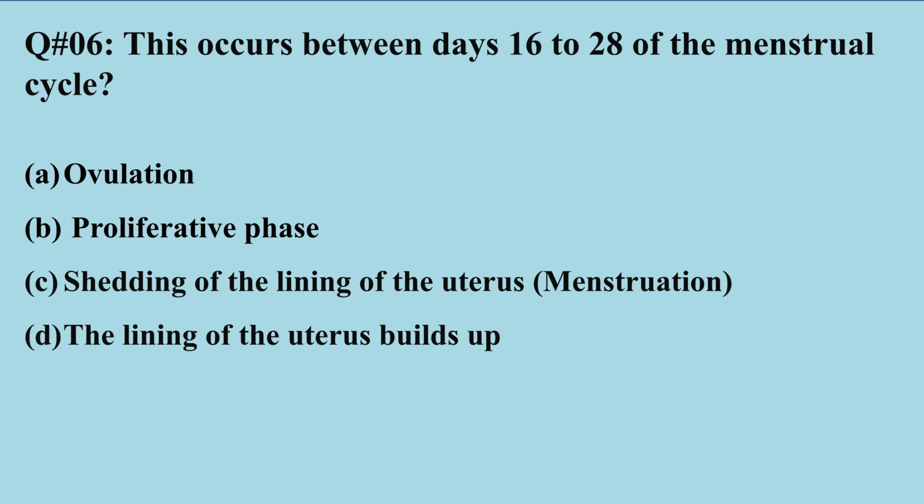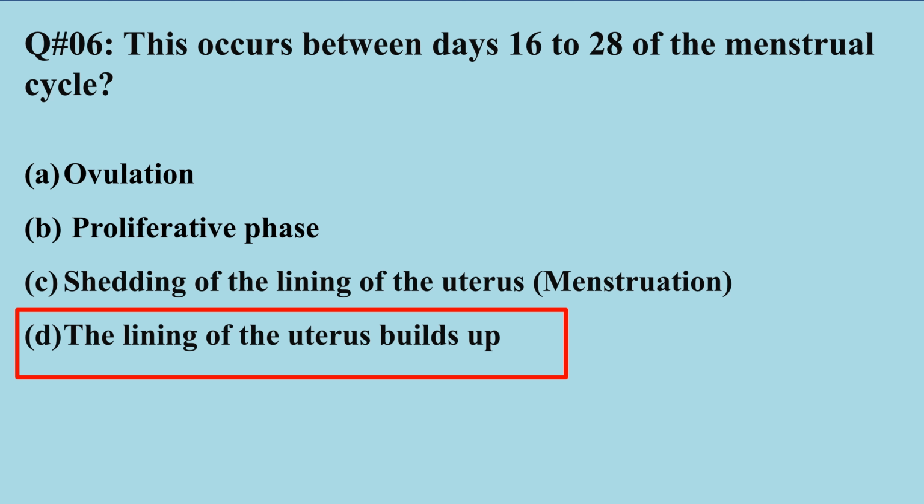So as shown here, these are the phases of the menstrual cycle. The right option for this question is the lining of the uterus builds up. They have asked about days 16 to 28 of the menstrual cycle. In these days, the lining of the uterus builds up.